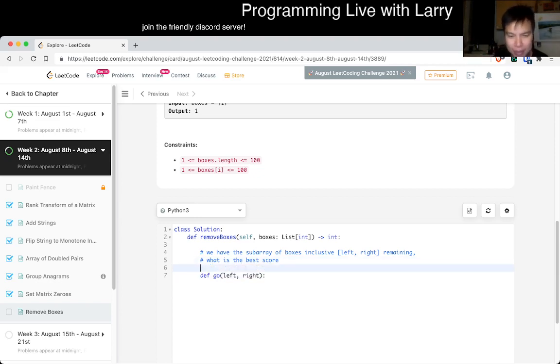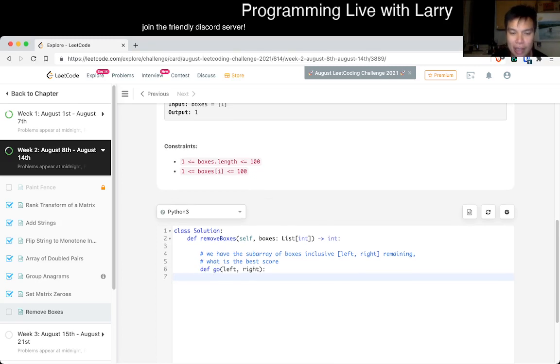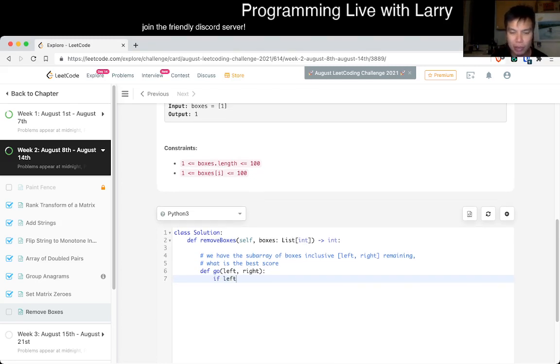I'm going to do the memoization later. Maybe I forget, which sometimes happens, but we'll see. Anyway, so what happens if left is equal to right? Then we have one box. Yeah, if left is equal to right, then we have one box. So then we just return one, right? Okay.